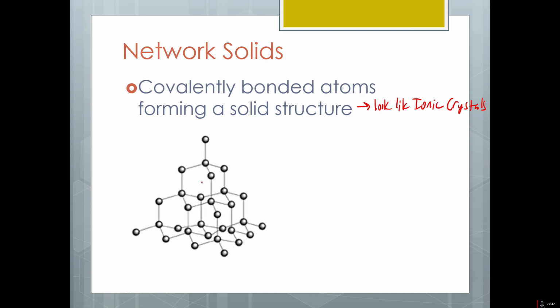So for example, I think this is diamond. Yeah, I think this is diamond. So diamond is a network solid consisting of carbon atoms which are covalently bonded to other carbon atoms. Because they are covalently bonded and not ionically bonded, all of these carbons are sharing the electrons. It's a very, very strong structure, very strong. Okay, so very strong due to covalent bonding.